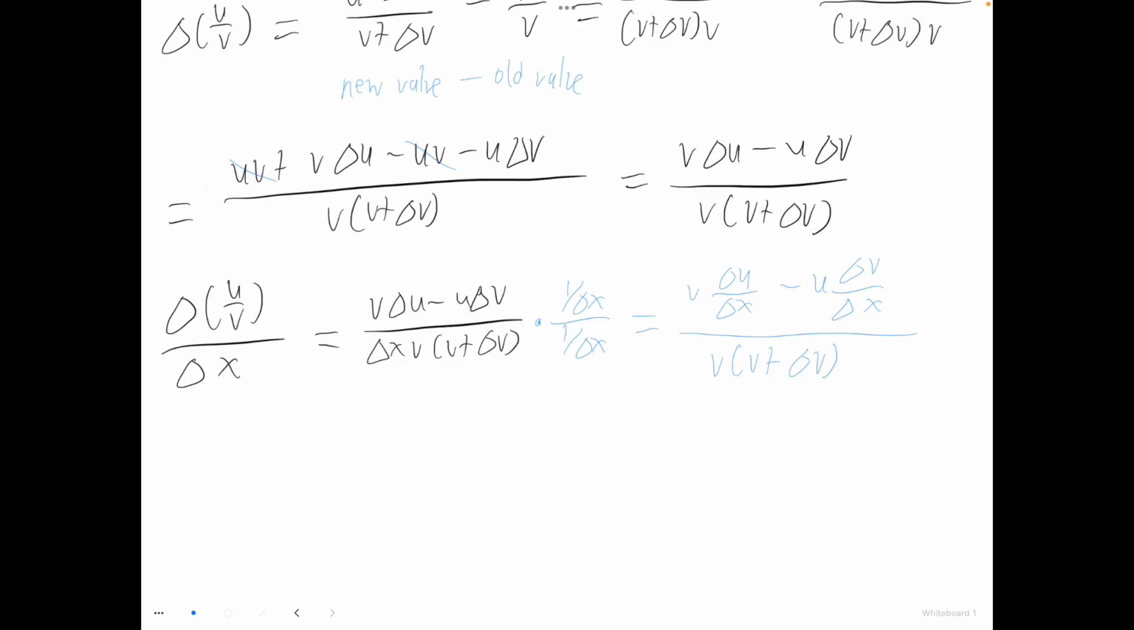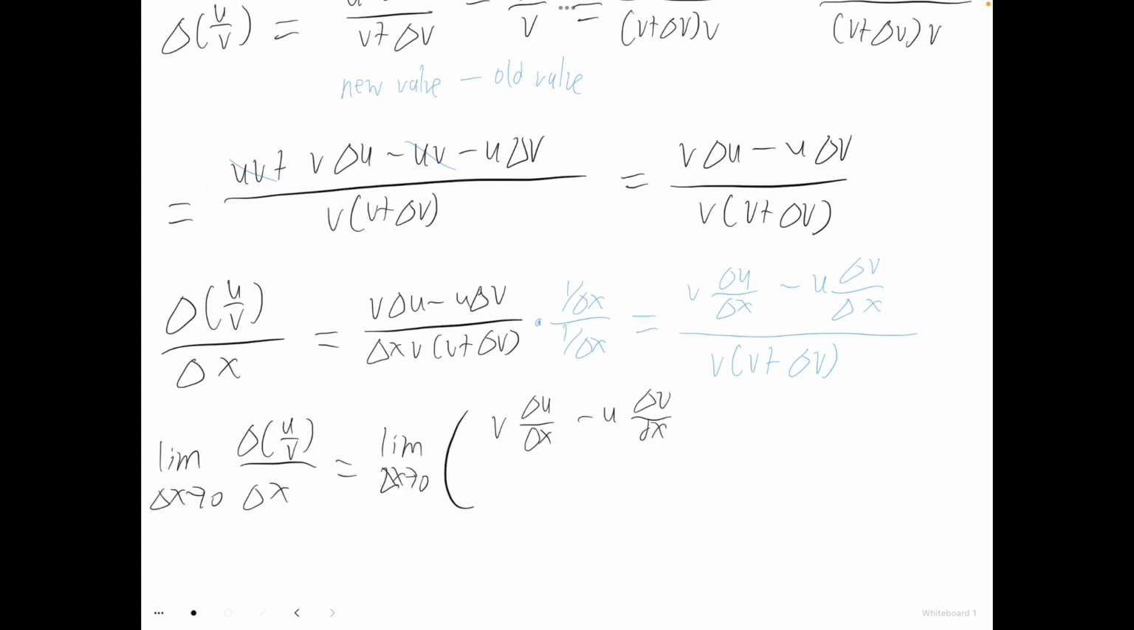Those are just derivatives. And so, like we did in the last video, we're going to take the limit as delta x goes to 0 of both sides. So taking the limit as delta x goes to 0 of the right-hand side, we have the limit as delta x goes to 0 of v delta u over delta x minus u delta v over delta x, all divided by v times v plus delta v.